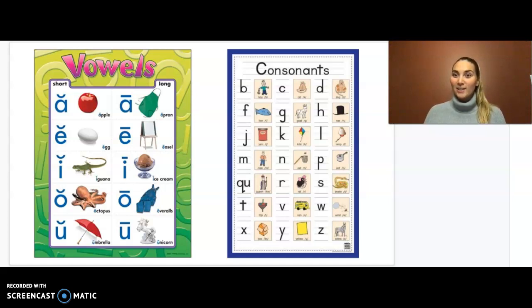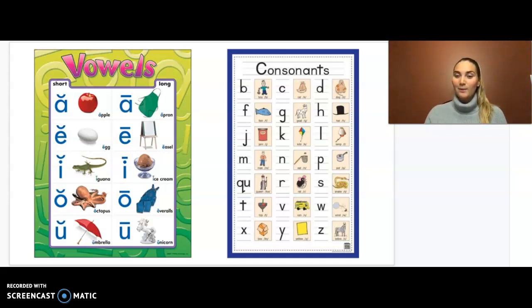To get us started this morning, we are going to remind ourselves about vowels and consonants, because today, reading detectives, you are going to be looking for these vowels and consonants inside your words, and we are going to be searching for patterns. So, to remind ourselves, vowels are A, E, I, O, U, and sometimes even Y. And the consonants are all of the other letters in the alphabet.